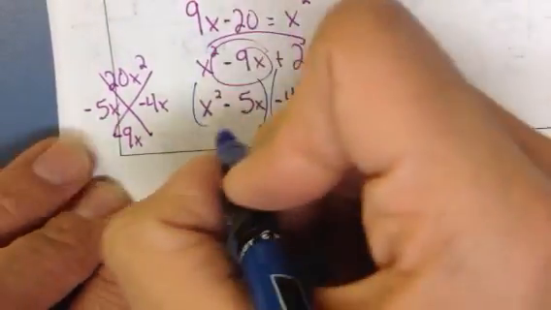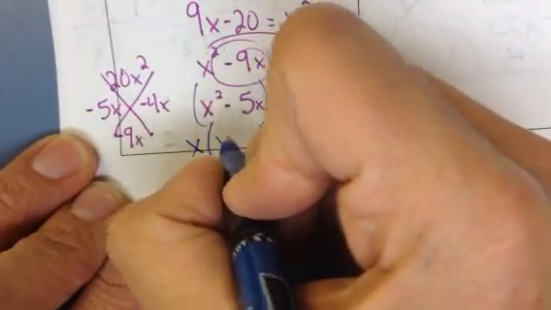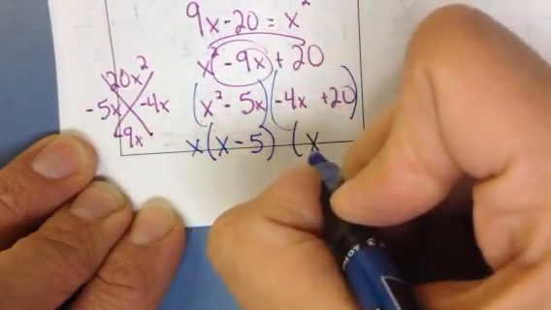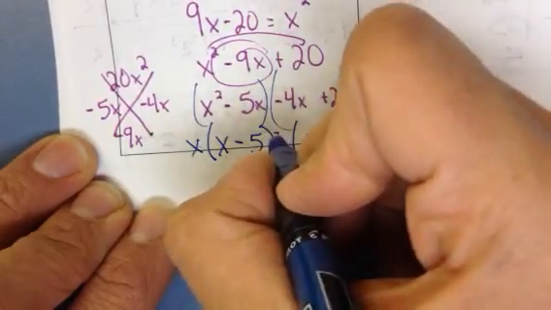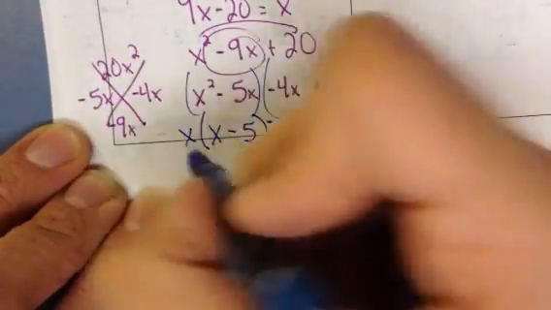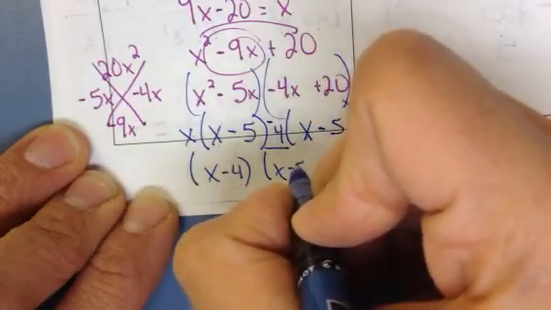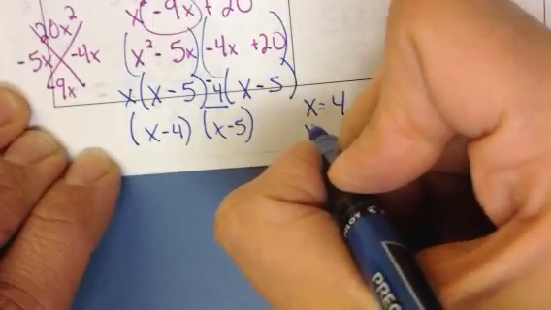And now I'll go for my first set of parentheses. I can factor out an x. And x times what gives me x squared is x, and x times what gives me the 5 is 5. And then I'll have my matching parentheses. And what times x gives me negative 4? It's a negative 4. And my parentheses are x minus 4, x minus 5. So my solutions at this point are 4 and 5.